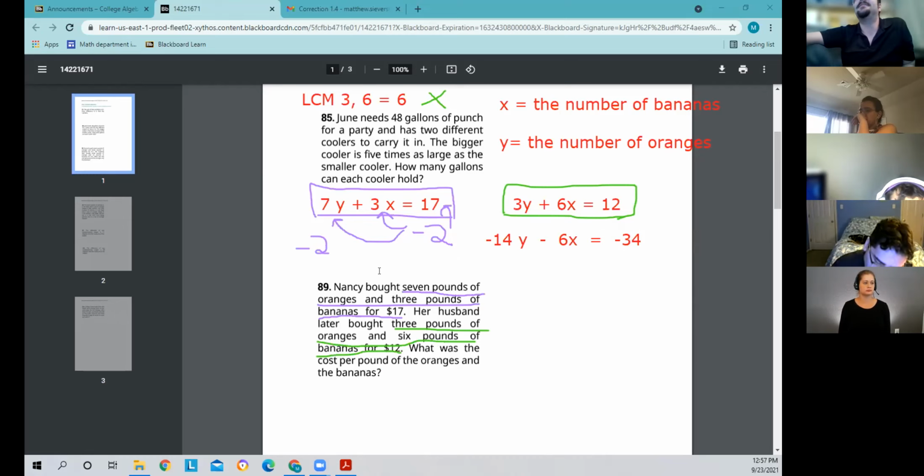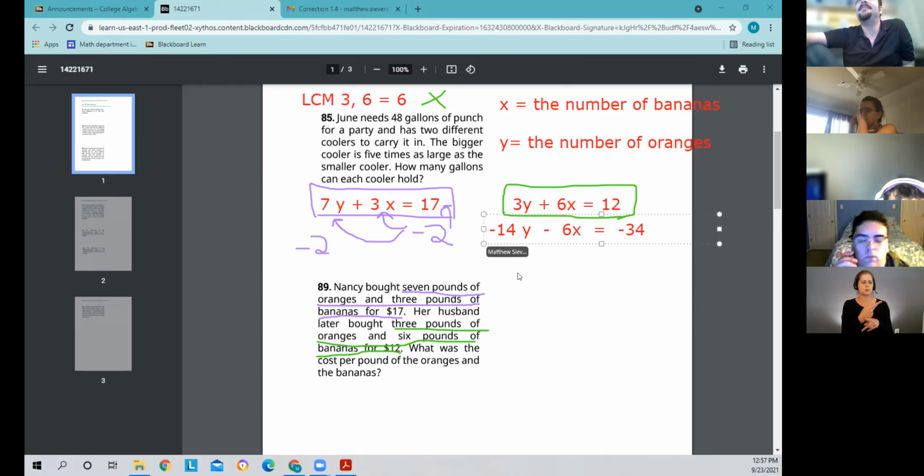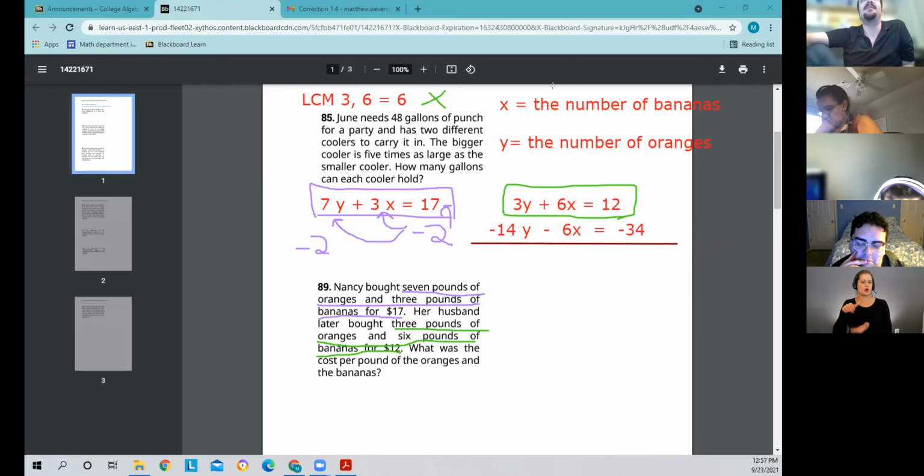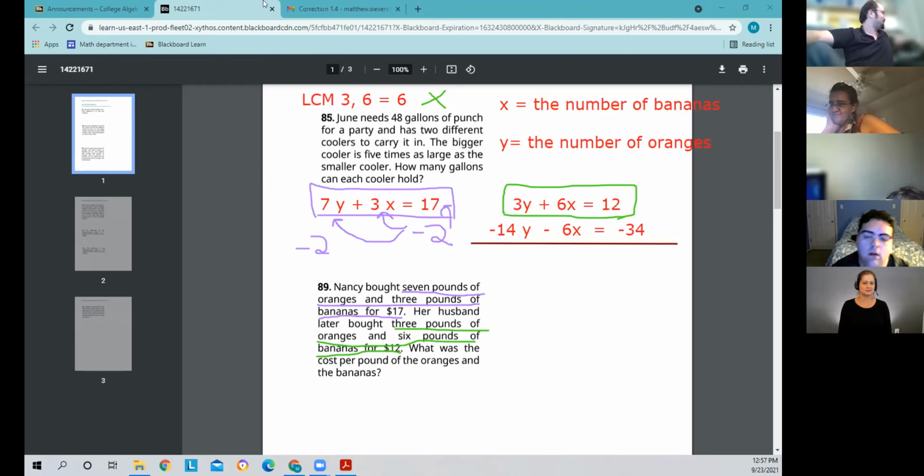Okay, so why did I do this? I set it up for what? Elimination. Can we eliminate this thing now? My dog's about to eliminate me, apparently. Shush. Oh yeah, this positive six and negative six. Yes, those two will eliminate.